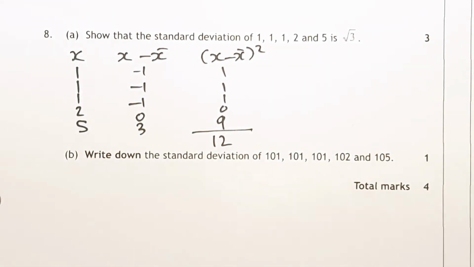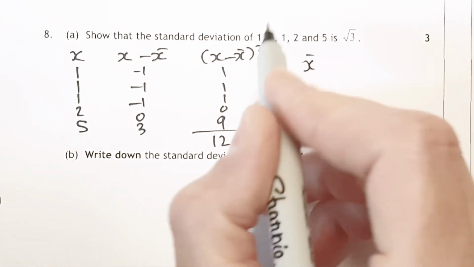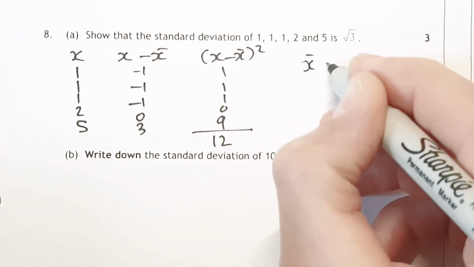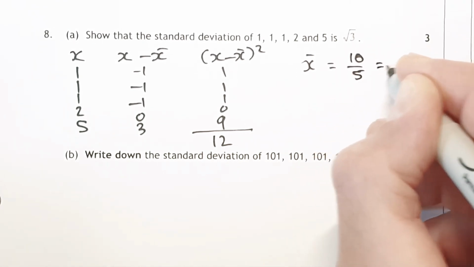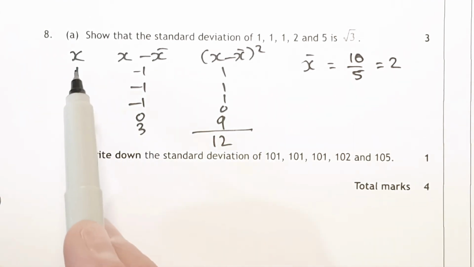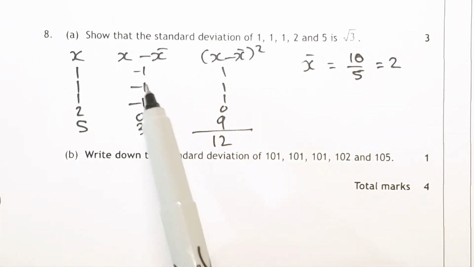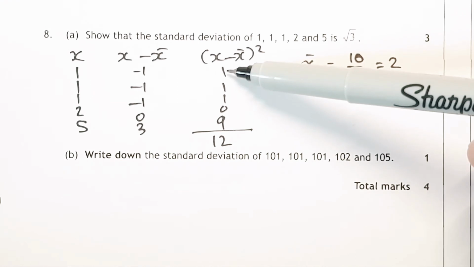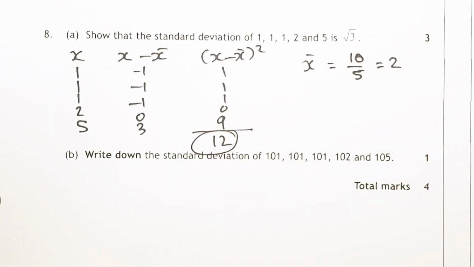Now for question 8, I've filled in the table in advance just to save a little bit of time. What we need to do, first of all, to find the standard deviation is to work out what the mean is. So the mean is where you add them all up and divide by, now there's 5 items of data there. So adding them all together gives us 10. 10 divided by 5 is equal to 2. So I've written down each item of data, the 1, 1, 1, 2 and 5, and I've subtracted 2 from each of these numbers, and that goes in the middle column. I've then squared each of these values in the last column, gives me 1, 1, 1, 0 and 9. And then I've added them all together to give myself 12.